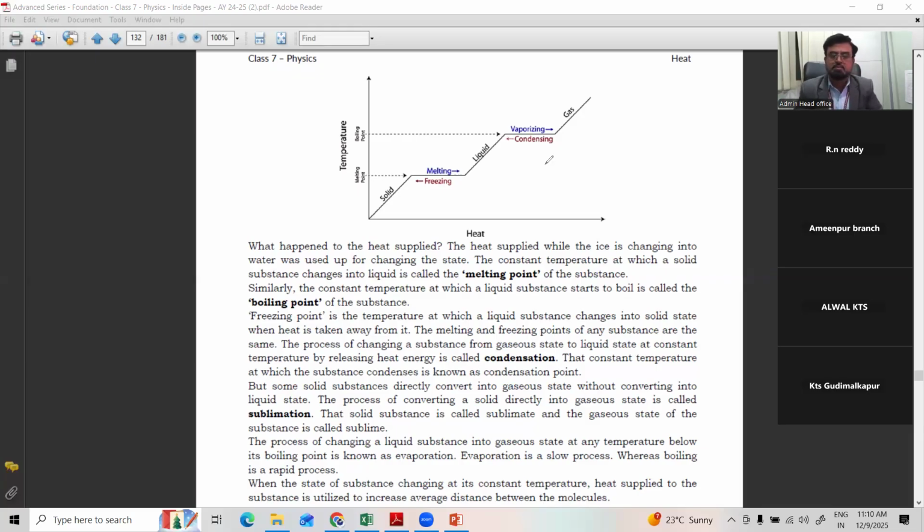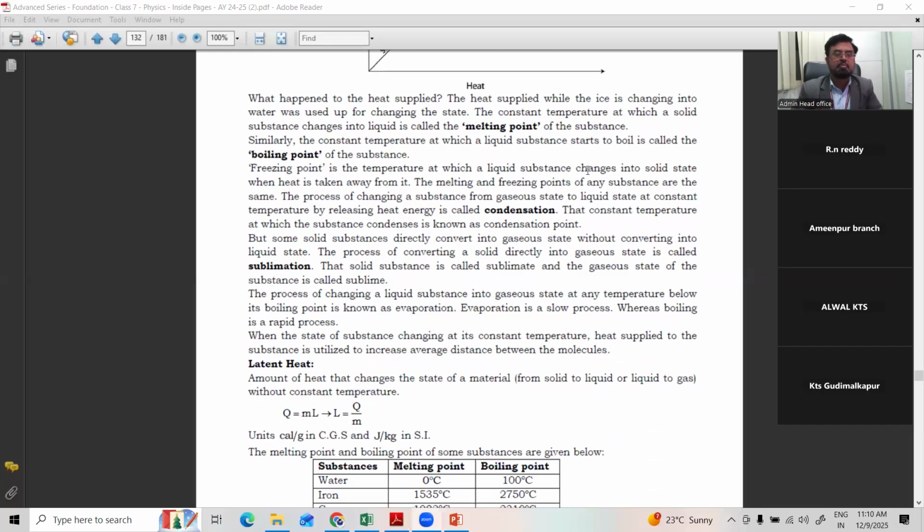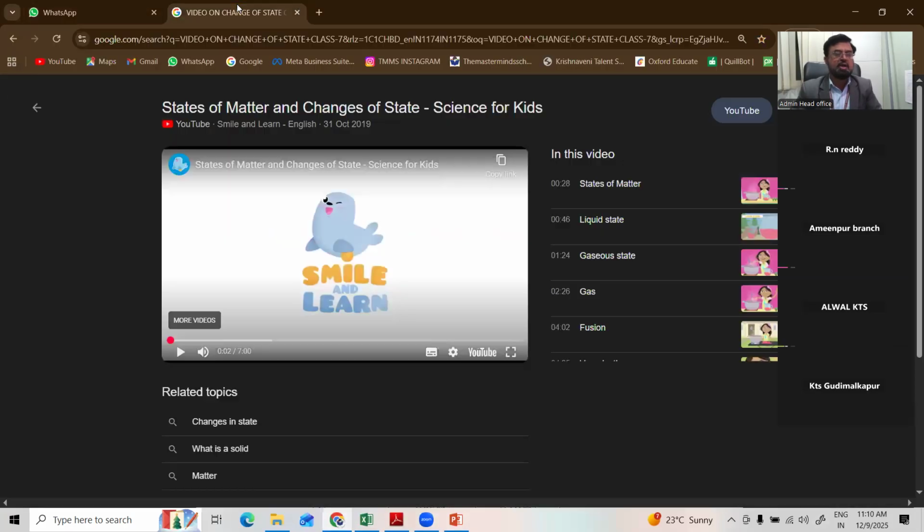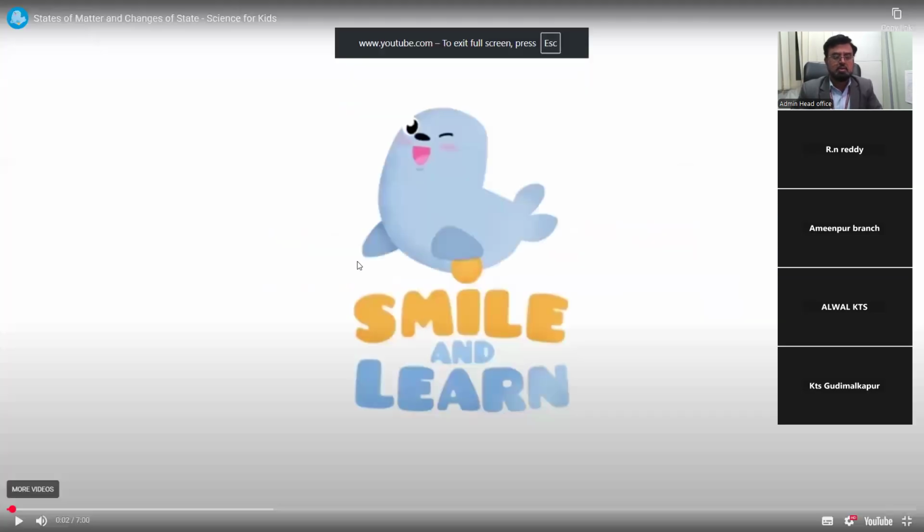Then vaporization. These changes are termed as important definitions, which you might have already learned in your regular syllabus also. That is melting point, boiling point, condensation, evaporation, sublimation, right? So before going for this explanation, let me show you one simple video on the related change of states.